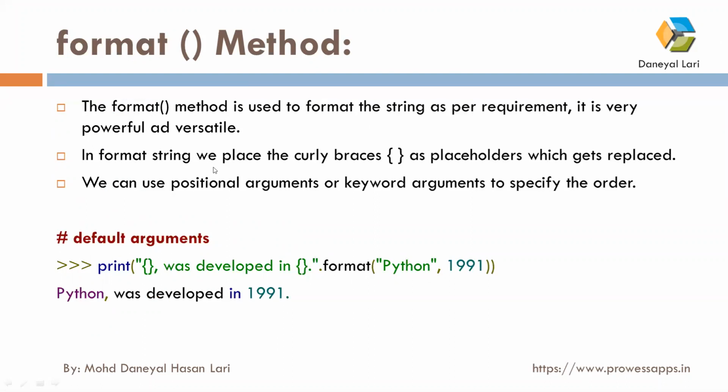In formatting a string, we place the curly brackets. We have already seen this, but I'm writing it one more time. In a format string, we place the curly brackets as placeholders, which get replaced. We can use positional arguments or keyword arguments to specify the order. Just look here, print, and here I specify the curly brackets. So this will work as a placeholder.